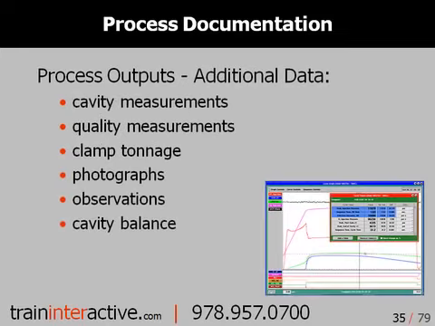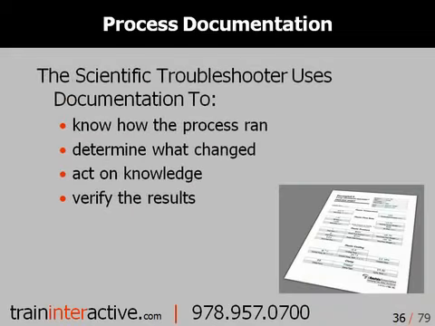Every molder and process has specific information recorded. For example, things like cavity measurements, quality measurements, clamp tonnage, photographs, any kind of observations, and how the cavities are balanced. To reiterate, the scientific troubleshooter uses documentation to know how the process ran, determine exactly what changed, act on knowledge, and verify the results.